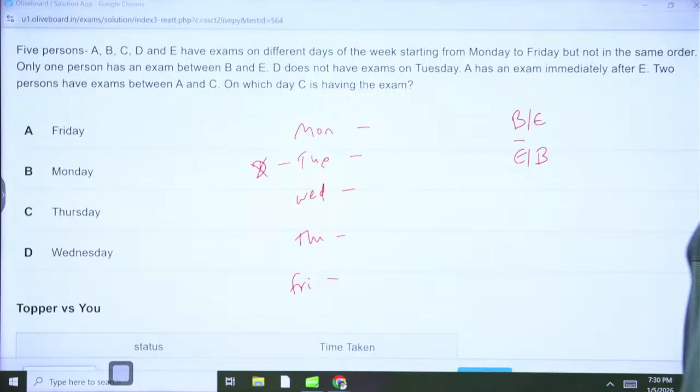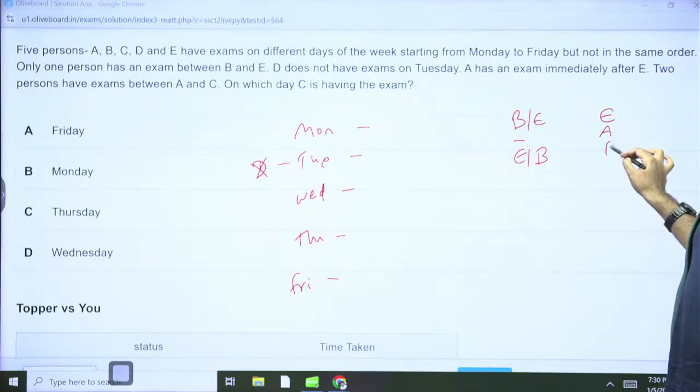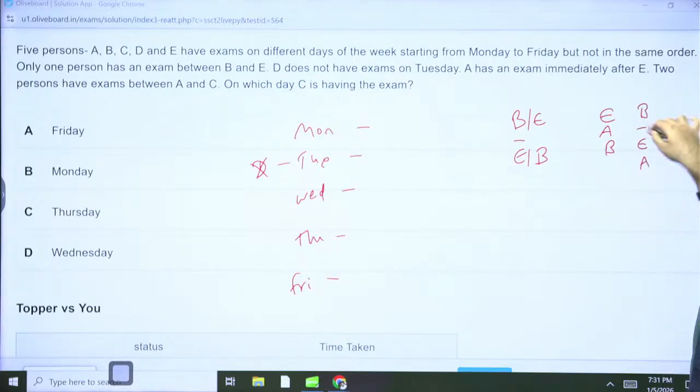A has an exam immediately after E. So if this was E, this would have been EAB. And if this was it, then it could have been BEA. These are the two cases which we can form, partial cases, okay? Two persons have exams between A and C. Now, in that case, A and C will be like this. So this is 3 and 3, 6 and 1, 7. This is not possible. So now A and C, there can be two persons above or two persons below, right?